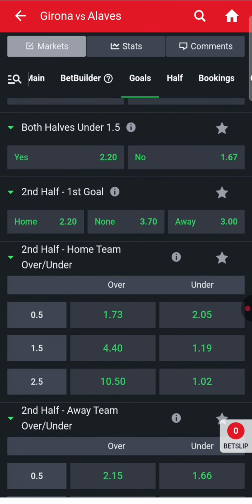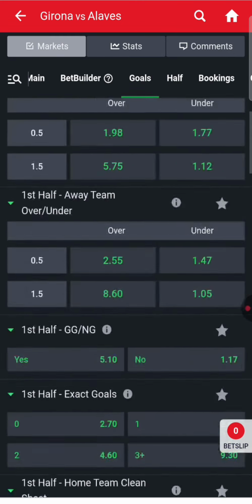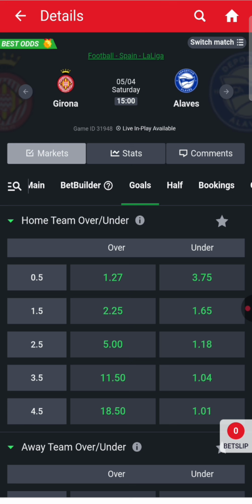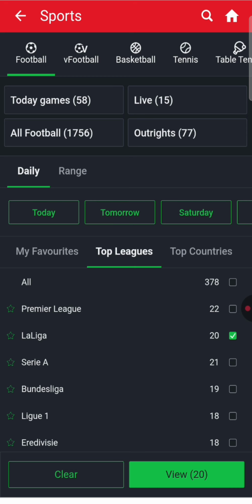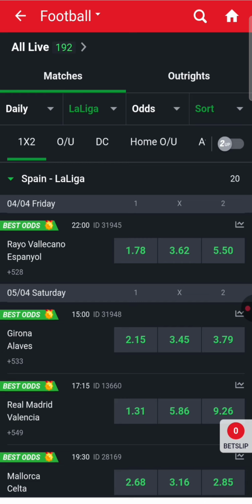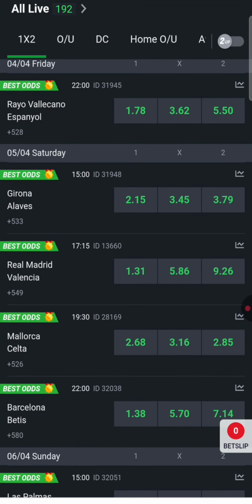Now, Girona versus Alaves. If you look at this game, the only thing you have to understand is this. One of the rules is you have to check the ability of a team to score goals. That is to say that this team has to have strength. They are good. Understand? At the table, for example, let's go to La Liga. Now, if you look at the strength and the expectation of this team, it is 95% that they must score a goal in this match.